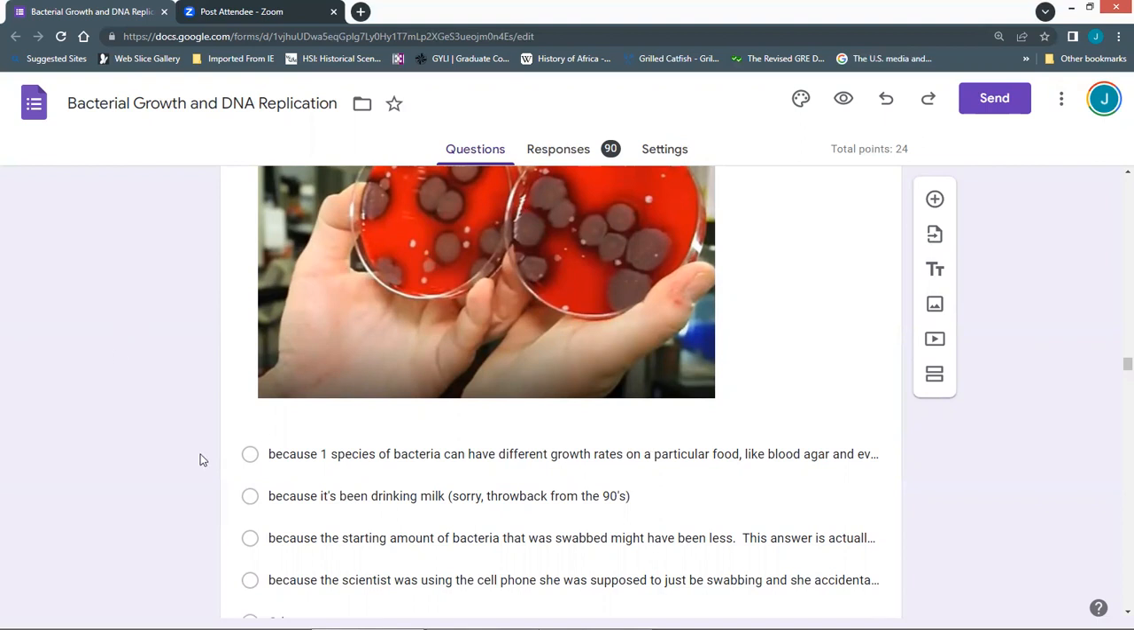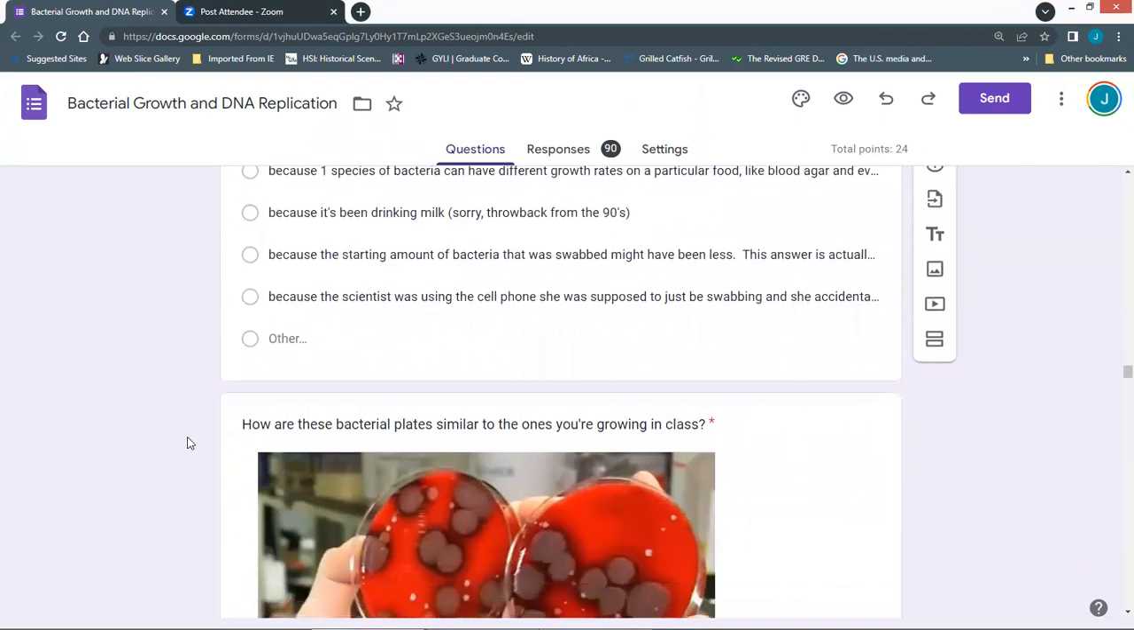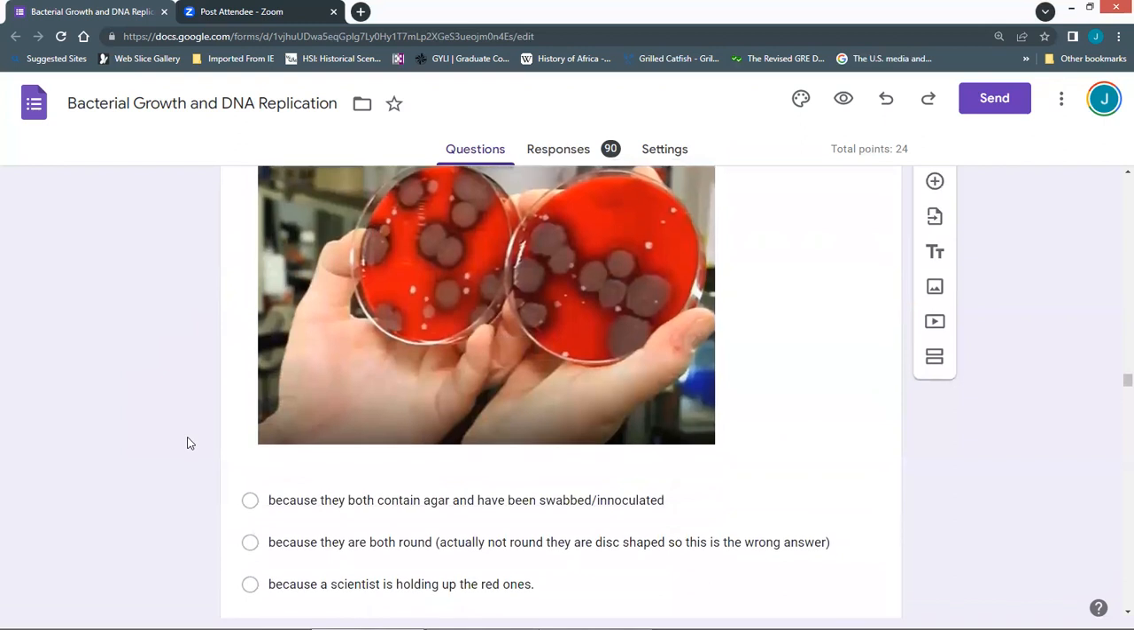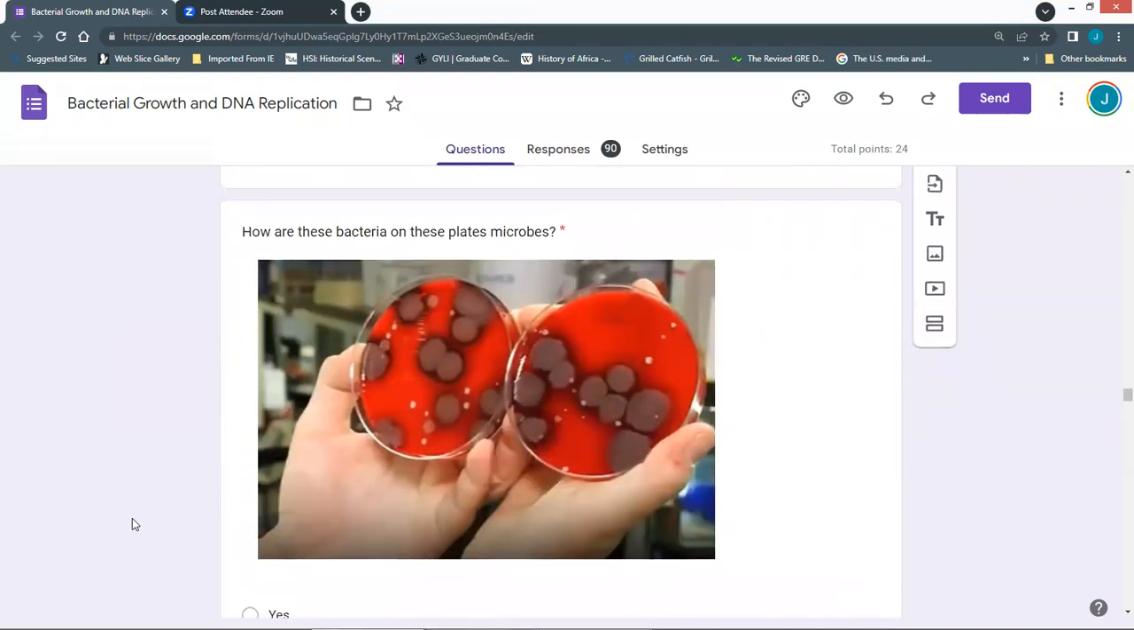Yeah, that's it. All the other things are just non-answers really. How are these bacterial plates similar to the ones you're growing in class? They both contained agar and have been swabbed or inoculated. That's the answer there. Continuing on.